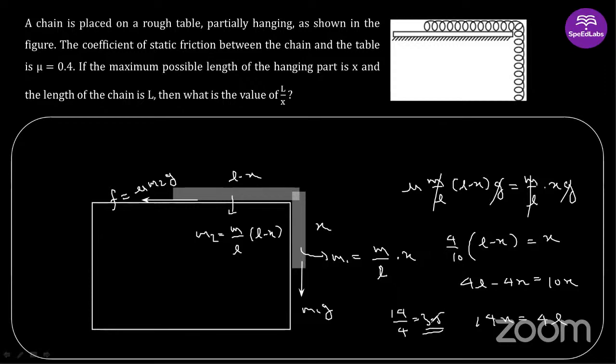Is it clear? The approach. What about this mg? This mg is acting in downward direction. There will be a normal which will be equal to this mg, and there won't be any other forces. Is it clear to everyone? Is there any confusion? I'm just equating the pulling force should be same as that, so that it doesn't slide. Is it clear? I'm moving to next question then.